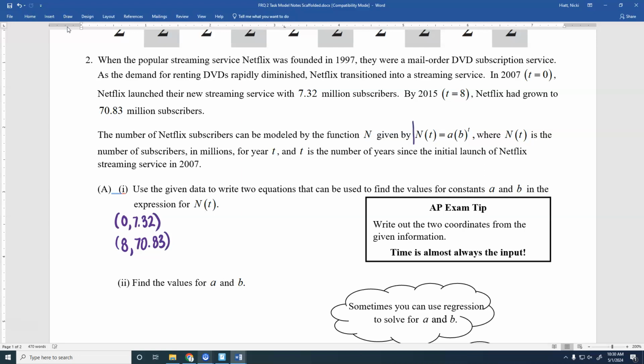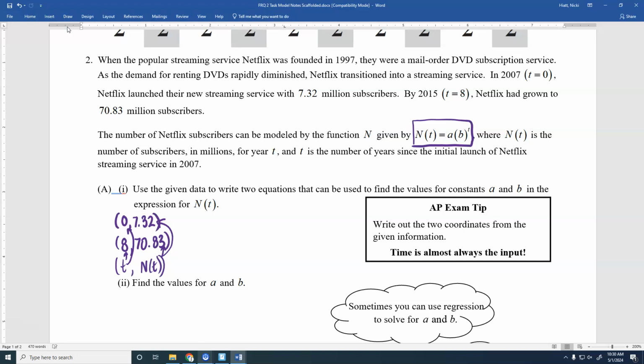So they are asking for an exponential equation right here. N of T is the number of subscribers. T is your time, right? So when we're looking at these equations, this is your T, this is your N of T. You don't necessarily have to label that, but if you want. T is like your X coordinate, and N of T is your Y coordinate.